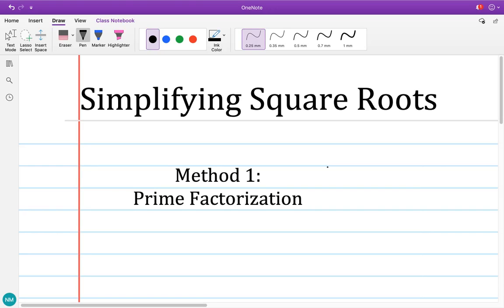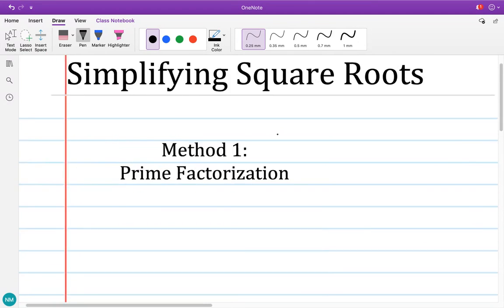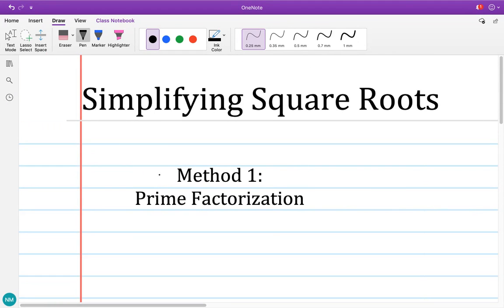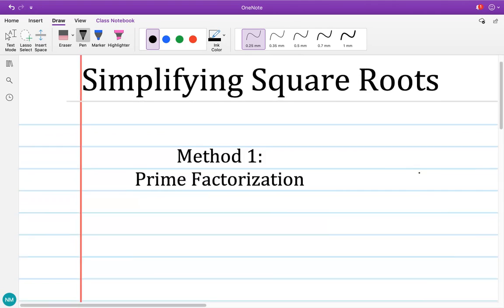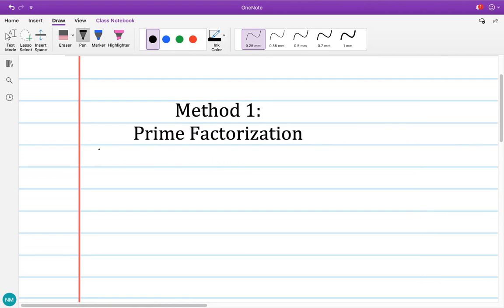Okay, so in this video, I'm going to show you how to simplify square roots. I have two methods. One of them is prime factorization. In the next video, I'm going to show you how to do it using the perfect square method. But for this one, we're going to talk about prime factorization.